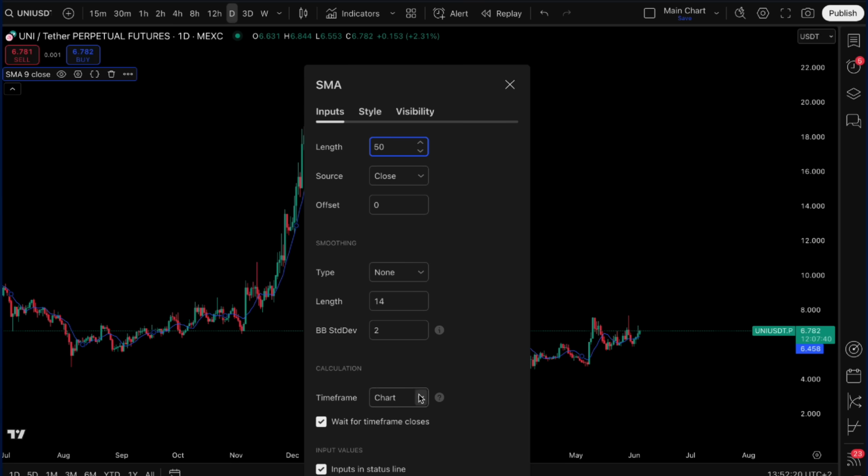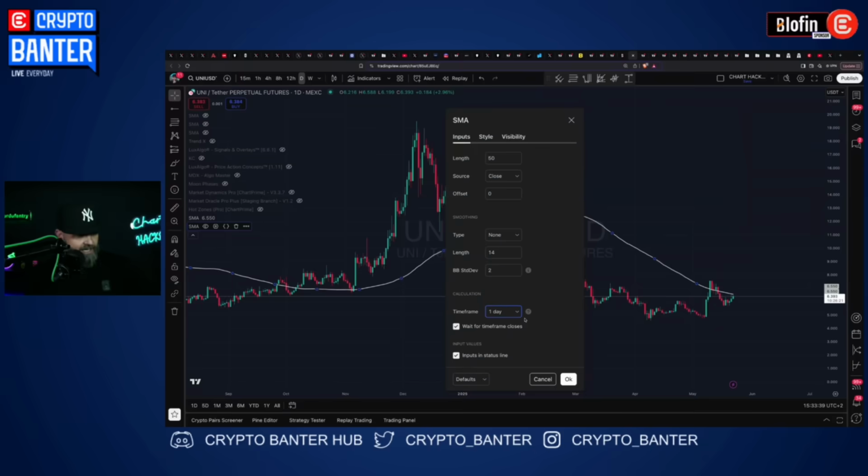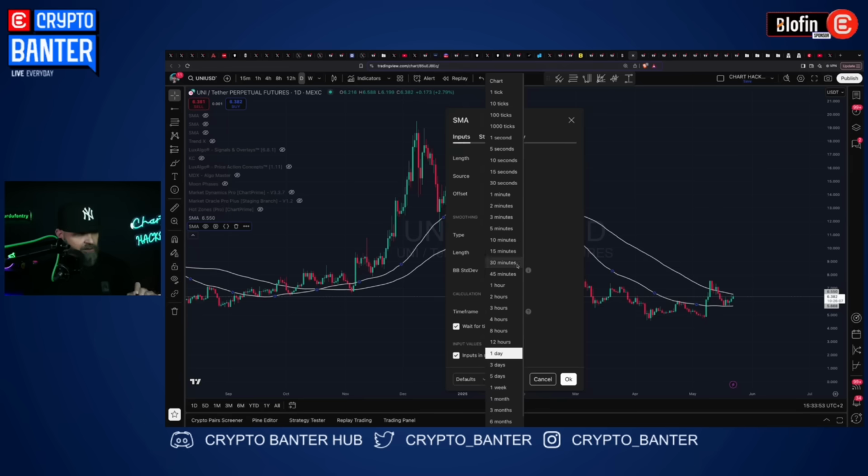And then what you want to do is make sure it's on day. So click that box, make sure it's the 1 day. You want this to be active on any time frame on your chart. So whether you're trading 1 hour, 8 hour, or 1 week charts, you want to at all times know where the 50-day moving average is. So make sure that setting says day and don't click chart. Make sure it says day, not chart, because if you click on chart and you drop your time frame, it's going to catch a 50 moving average on whatever time frame you are using.